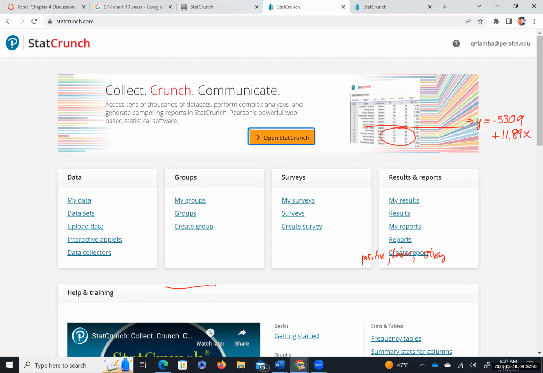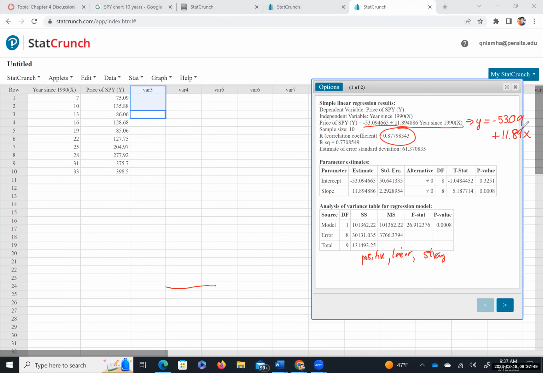So you can think, because this is the slope over here, right? Slope over here. So it looks like the slope was positive 11.89, right? So I can say the price tends to increase 11.89 each year, right? Each year.